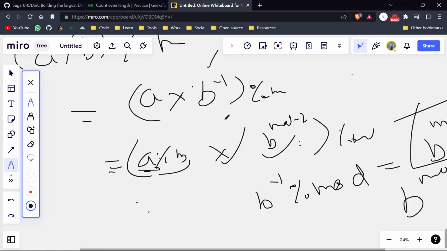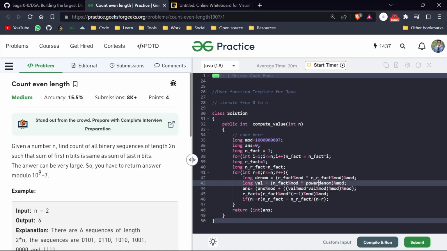So this value is our b. So we have to find b to the power mod minus 2. So we will just write here some function to find the power. So power of this denominator mod minus 2. We will just find the power of this denominator, that is denominator power mod minus 2, and we will just do the same thing here. So this is a and this is b. So a mod mod multiply power of this value with mod minus 2, and then mod of this whole thing.